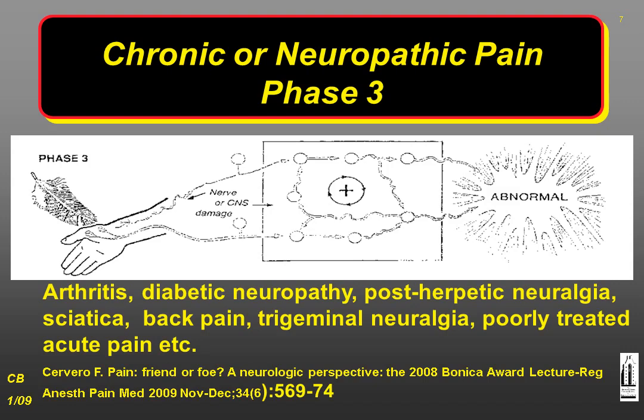Continuing in recalling Fernando Cervero presentation, he describes a phase 3 of pain experience, and this phase is typical of chronic or neuropathic pain. In this phase, there is intense allodynia. This slide clearly shows that patients suffering from this condition experience pain that can be triggered by even a slight touch of a feather. It lists a series of diseases that can change the nociceptive system and cause it to become so abnormal. They include arthritis, diabetic neuropathy, postherpetic neuralgia, sciatica, back pain, trigeminal neuralgia, poorly treated acute pain, just to mention some of these conditions.